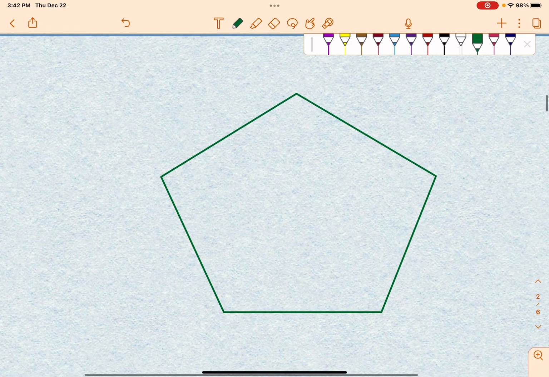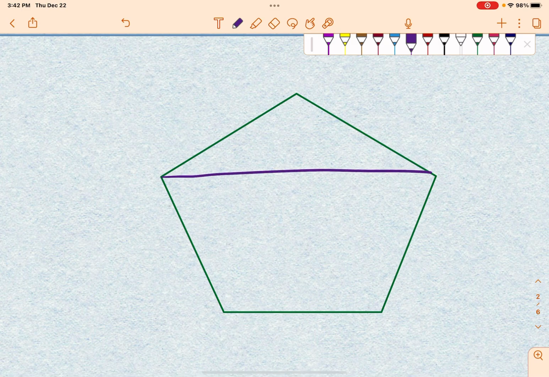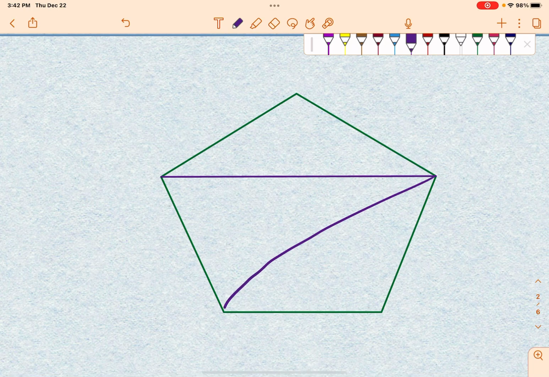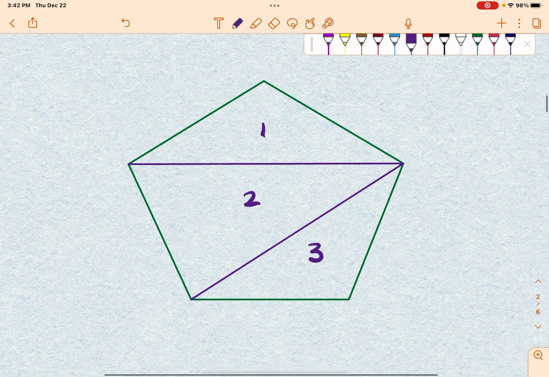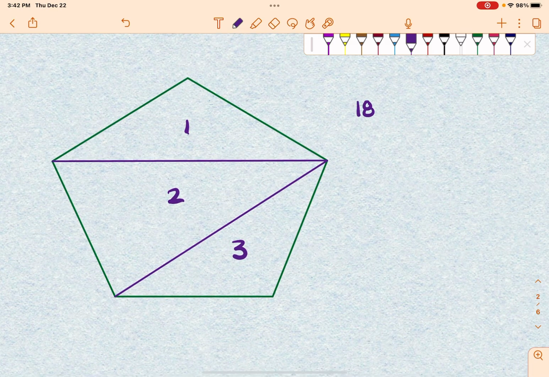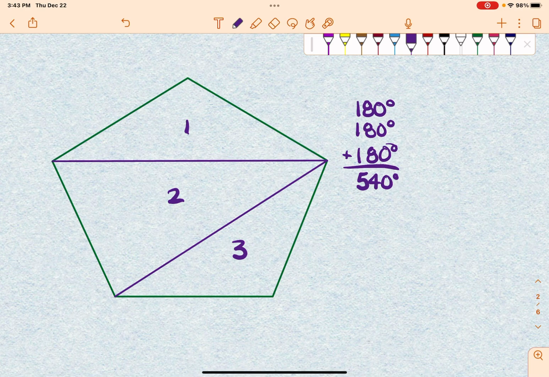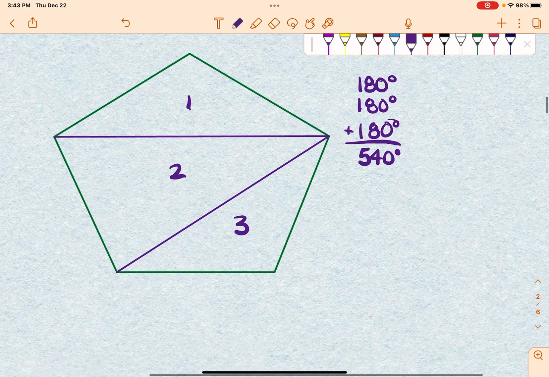So here's a pentagon, a five-sided figure. If I were looking at this one and trying to break it into triangles, there would be one. Here would be another. So I have 1, 2, 3 triangles. That means I have 180 degrees for each one of those. If I put all of those together, that's going to make it 540. So all of the angles inside are going to total 540.